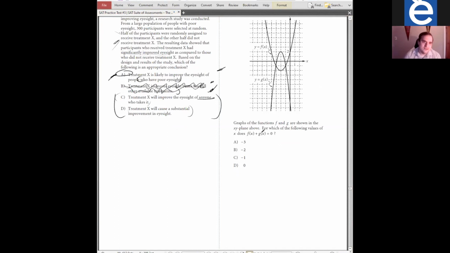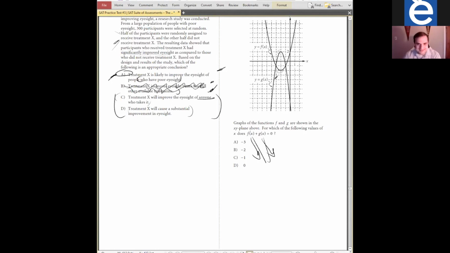All right. Graph of functions f and g are shown in the xy plane above. For which of the following values does f of x plus g of x equal 0? All right, so what is another way of saying f of x and g of x? This is y for a given x and g for the same x, right? This question is just a little confusing to understand, but basically what this question is asking is, for what value of x would we add the y's and get 0?